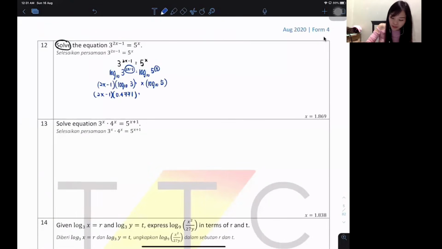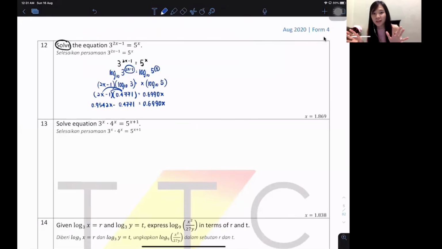So 0.4771. This one log 5, 0.6990 times x, 0.6990x. Don't ask me, teacher, how do you know? You press the calculator, then you know. So this one you open bracket, 0.4771 times 2, isn't it 0.9542x? Minus 0.4771 times 1. Same thing. Isn't it until here this is just mathematics, okay? Other than being very, very ugly because there are a lot of decimals, they are very normal mathematics questions. So this one got x, this one got x, these two can join together.